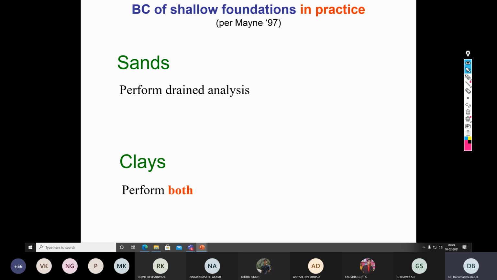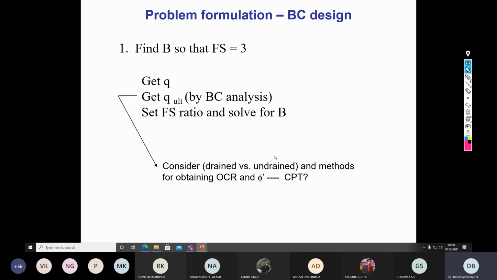So it can occur over a period of 1 year or 2 years or 3 years or 5 years. As the consolidation progresses, the stress condition transforms from undrained to the drained condition. That's why you need to conduct both undrained test as well as drained test in case of the clay. So usually a factor of safety of 3 is used, and these are the steps that you can follow.